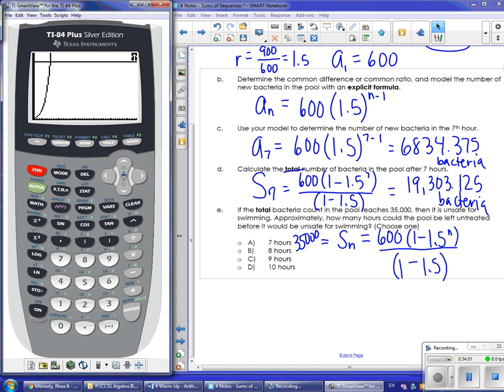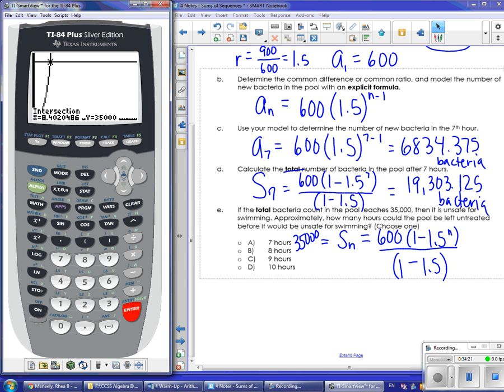So as long as you can see the point of intersection, you can hit second trace, use the intersect option, and then press enter 3 times for the calculator to find the point of intersection. And I must have been looking at the wrong thing on my table because the intersection occurs at 8.4. And so at 8.4, that's when there's exactly 35,000.